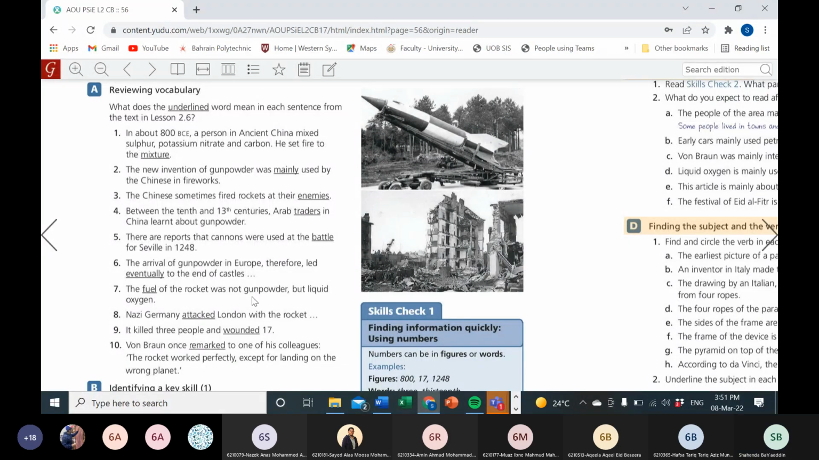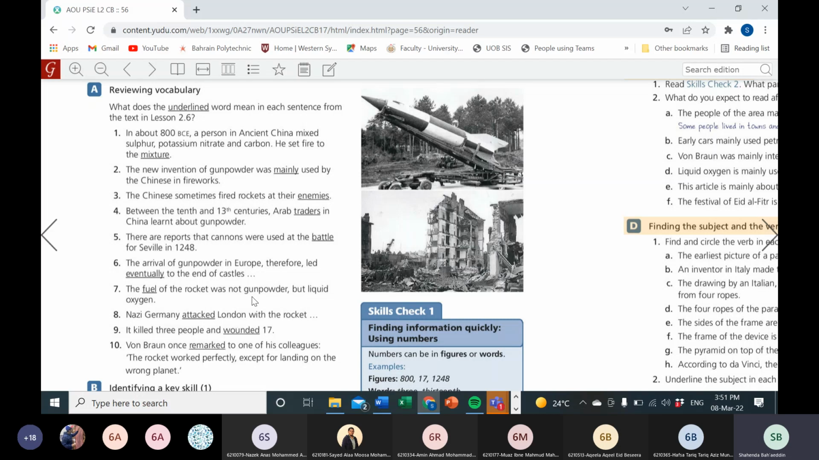Fuel. We call it in Arabic waqud, right? This waqud, how can you explain it in English? So it is any material that produces power when it is burnt.